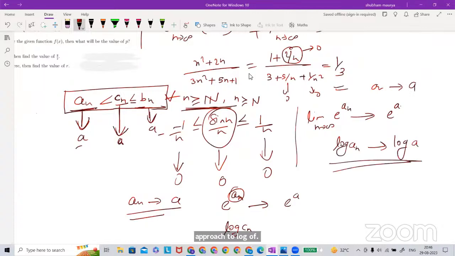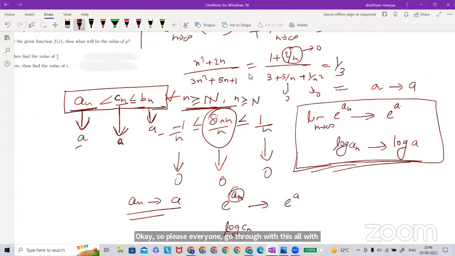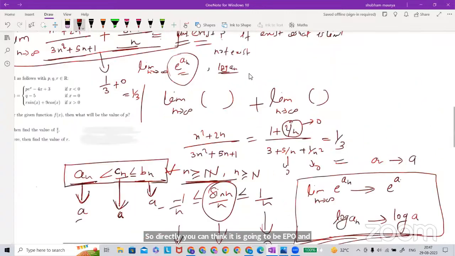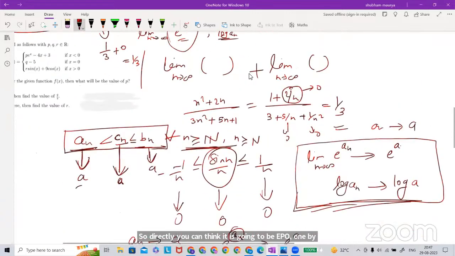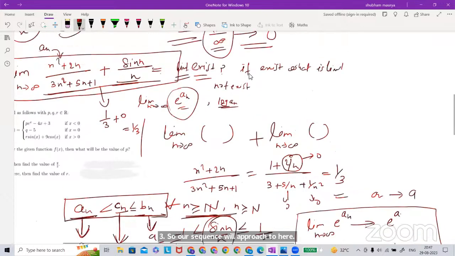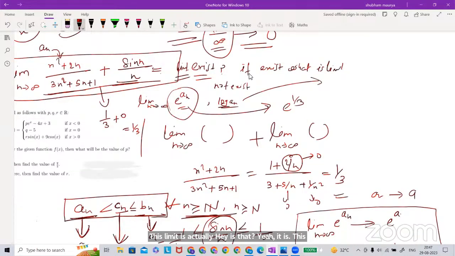Everyone, please go through and solve the assignment. The formulas are properly written there, even the sandwich theorem. Every formula is written there. Using that, you can think where it will approach. So directly you can think this is going to be e power 1 by 3. This limit will approach e power 1 by 3, and this will approach log of 1 by 3.